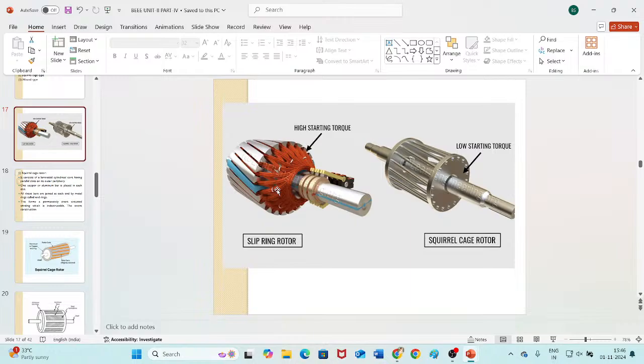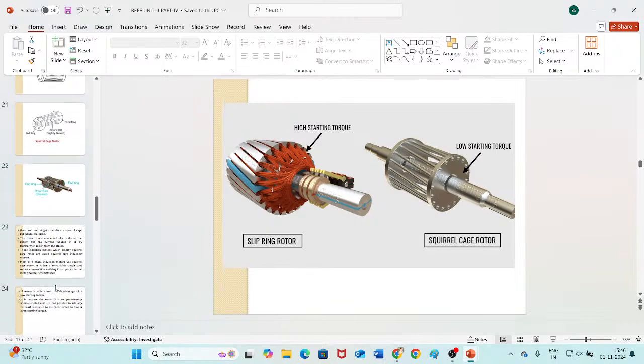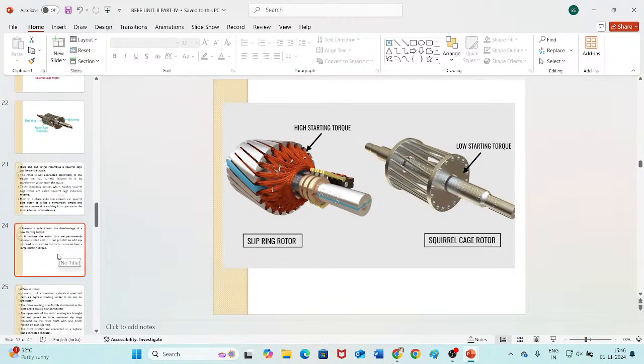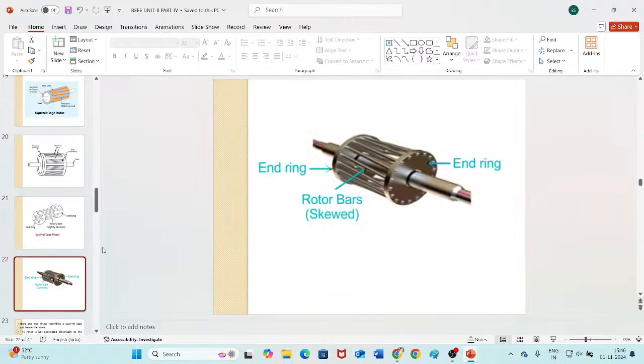In the transformer we have seen that when current flows in the primary winding, current starts to flow in the secondary winding if it is connected to a load. Similarly, when current flows in the stator windings, current starts to flow in the rotor windings purely due to induction. You can see the rotor bars and end rings here.